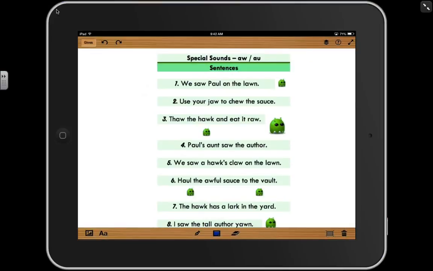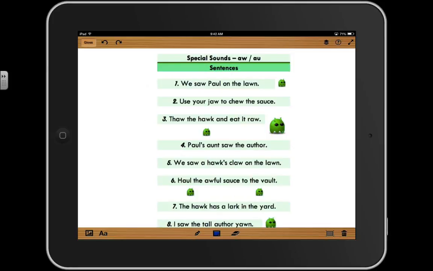Boys and girls, today we are going to practice reading words in sentences. These words that we are going to be reading are the AW as well as the AU. Remember, both of these parts or patterns say the aw. Can you say that with me? Aw.